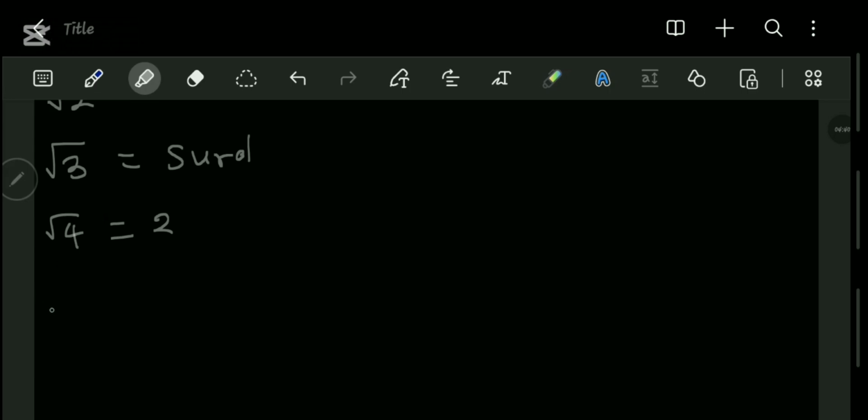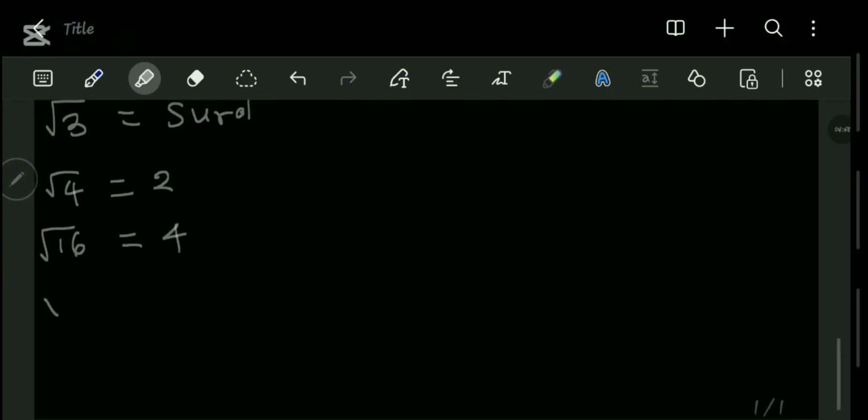More examples. If I give you the square root of 16, this is not a surd because this number is a perfect square. So we say the square root of 16 is 4. If I give you the square root of 64, this is not a surd, provided that this number inside here is a perfect square, right? There are two numbers that multiply to give me 64, and those numbers are 8 and 8. So I have 8 as the square root. So these numbers are perfect squares.